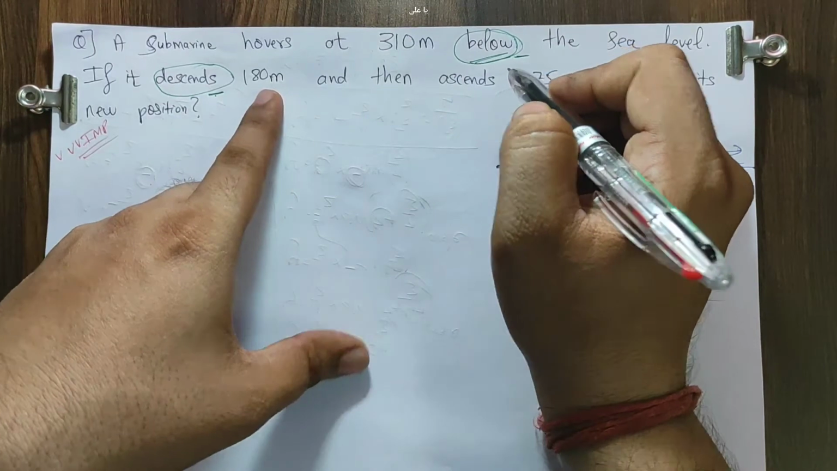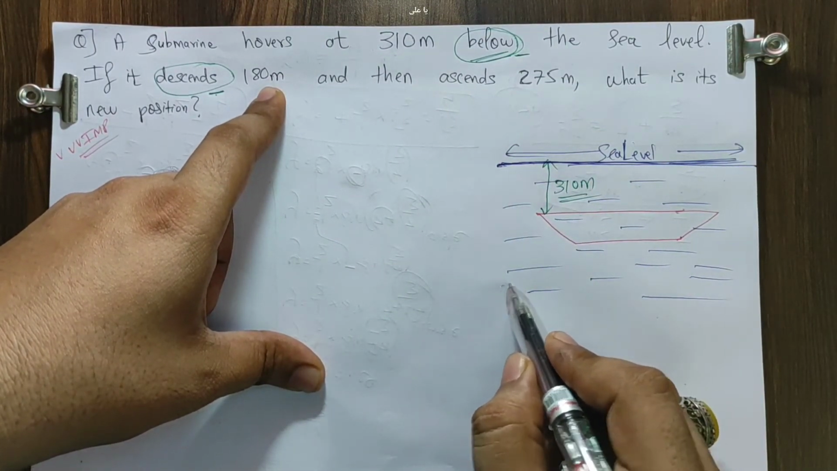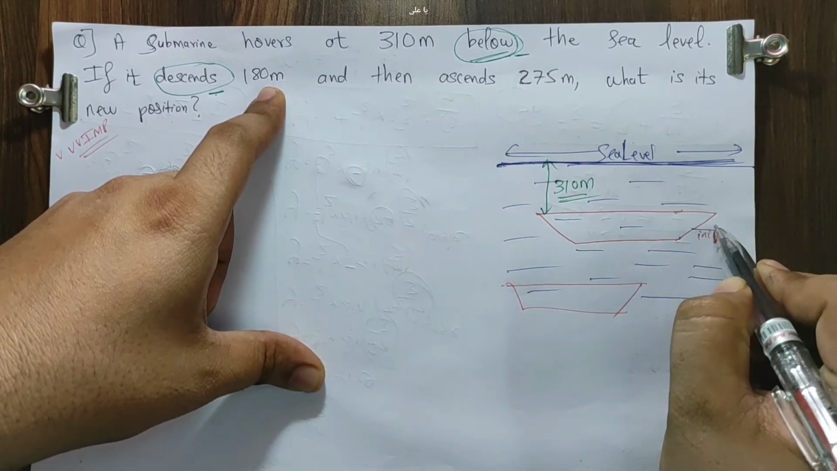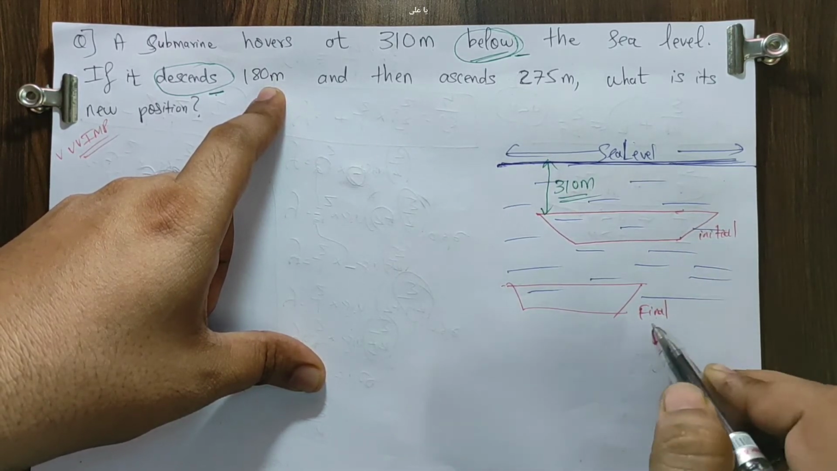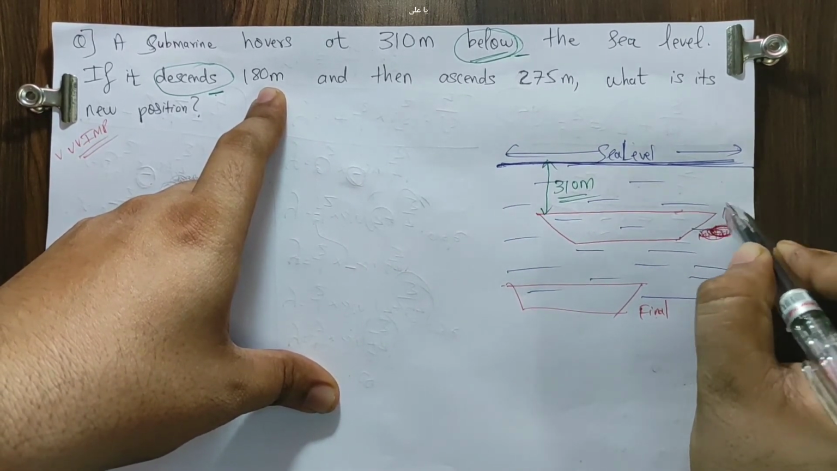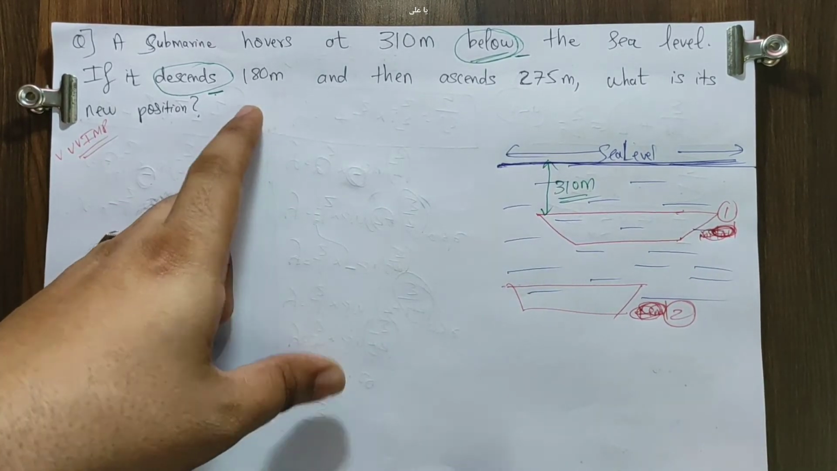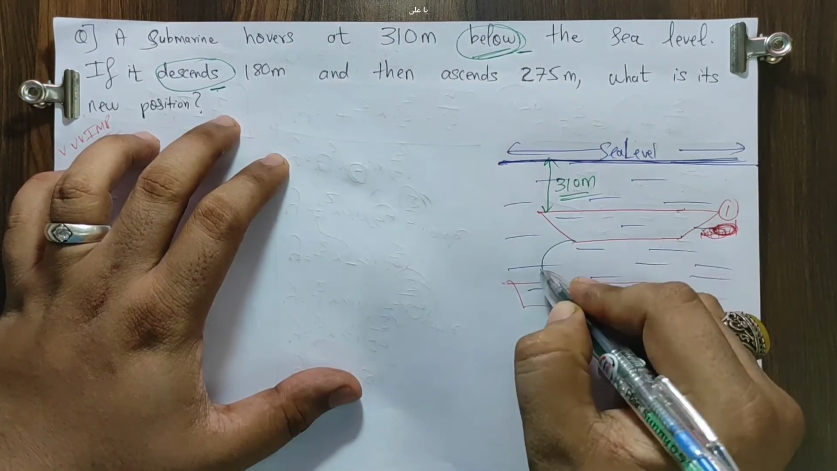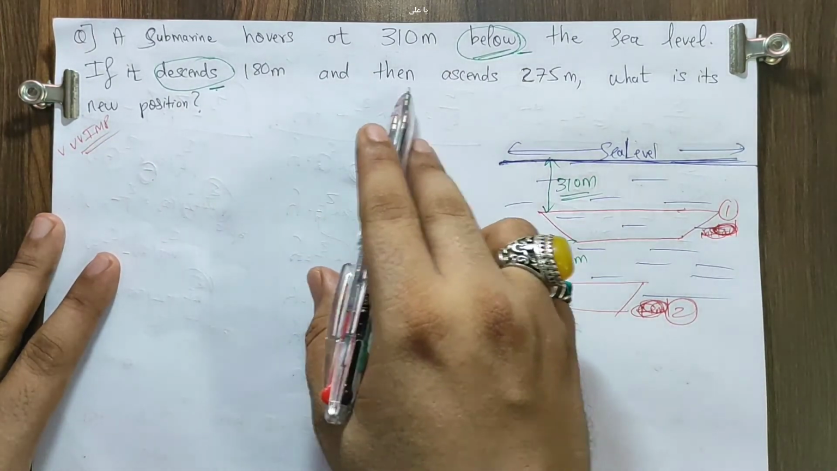It descends 180 meters. Okay, so that means this submarine went more down. This was the initial position, and now this is the final position. This is position number 1. Here I write position number 2. It went more down. If it descends 180 meters more, then it comes down by 180 meters more. Okay, and then it ascends.